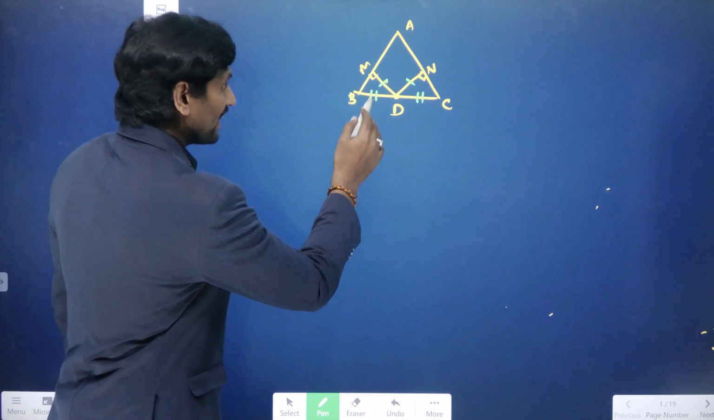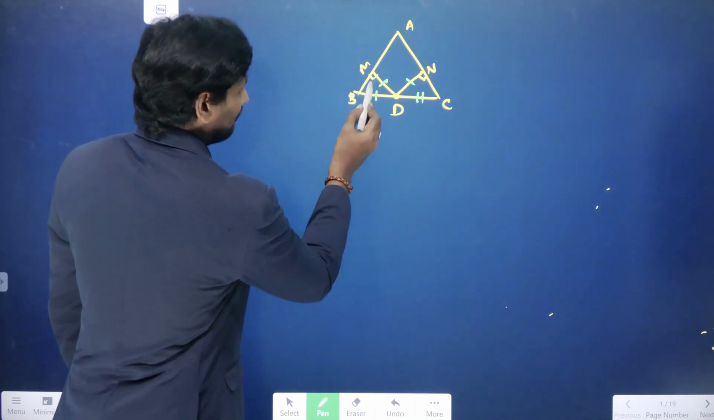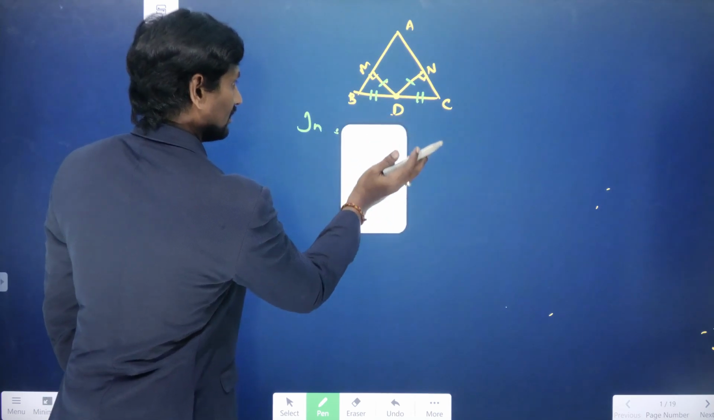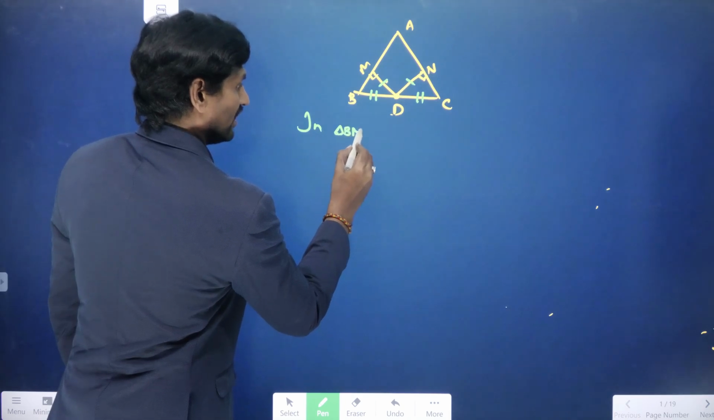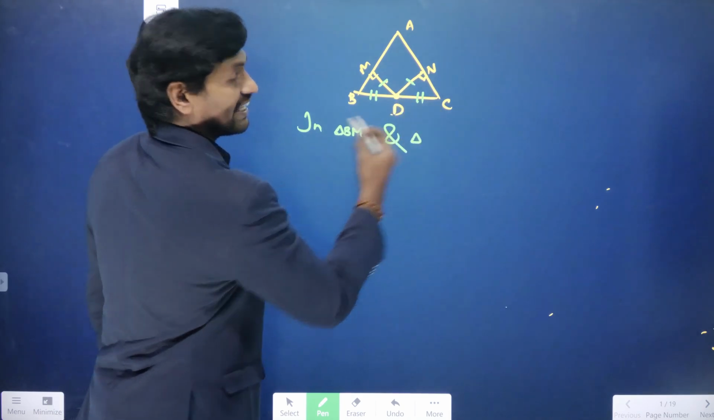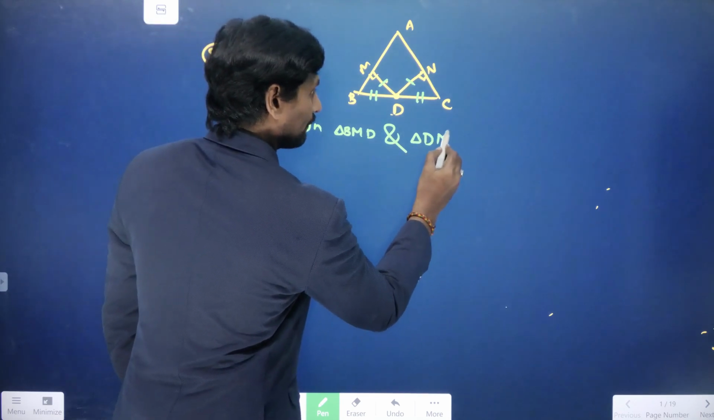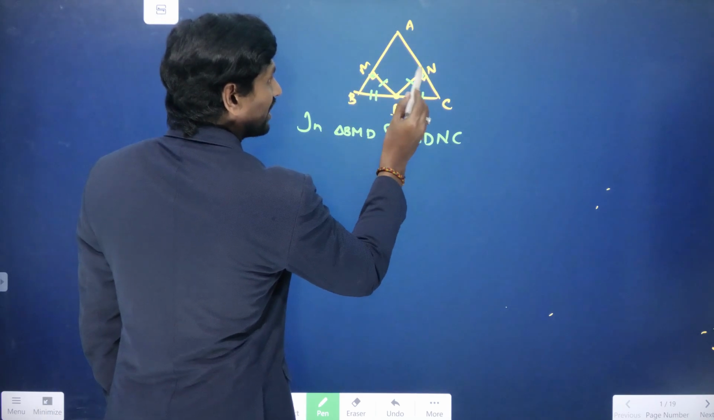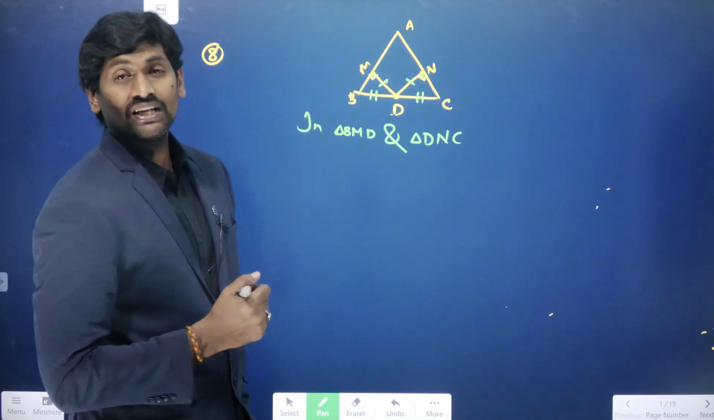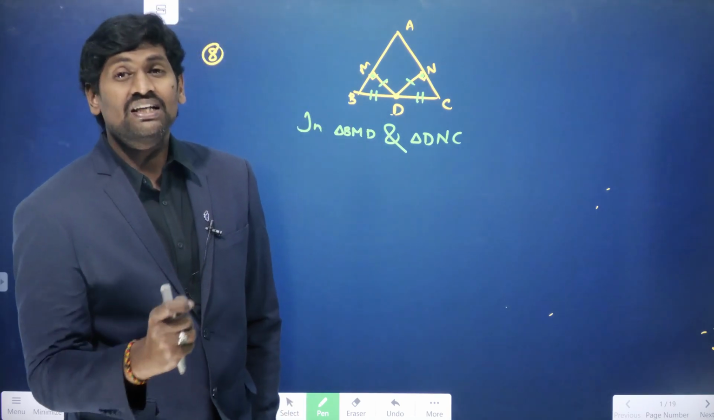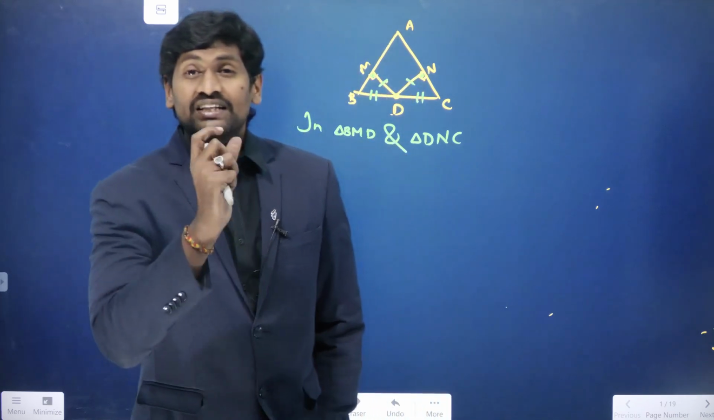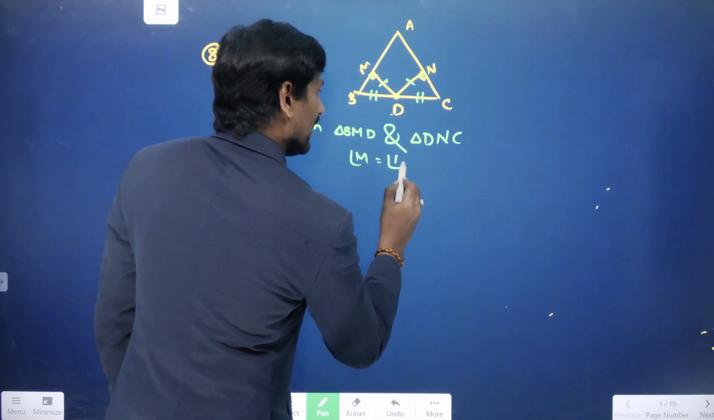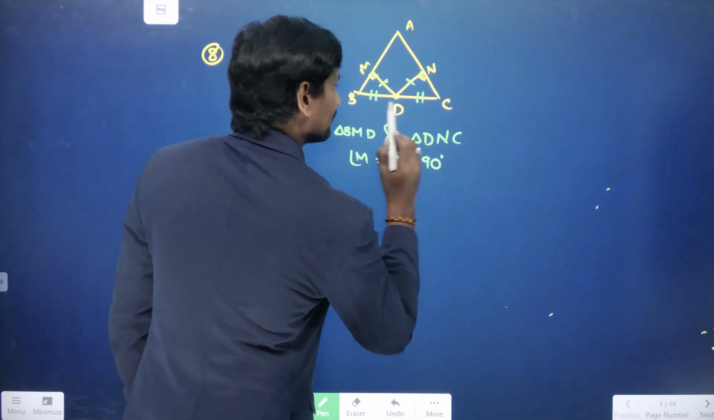Now from this figure I can identify the two triangles. The first triangle is BMD, and the second triangle is DNC. Two triangles I have to separate. While you are observing, these two triangles have a right angle, here right angle at M and here right angle at N because of the perpendicular line. DM is a perpendicular line, so at the point of contact we should take that 90 degree angle. So from this we can write angle M equals angle N equals 90 degrees.